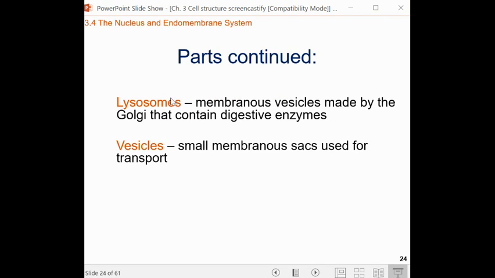Lysosomes and vesicles I mentioned back on the last picture. These are the membrane-bound vesicles that are made by the Golgi, and they contain digestive enzymes. These are kind of your trash cans of the cell. It's where you digest parts that you don't want. And then the vesicles, which are small membrane-bound sacs that are used for transport.